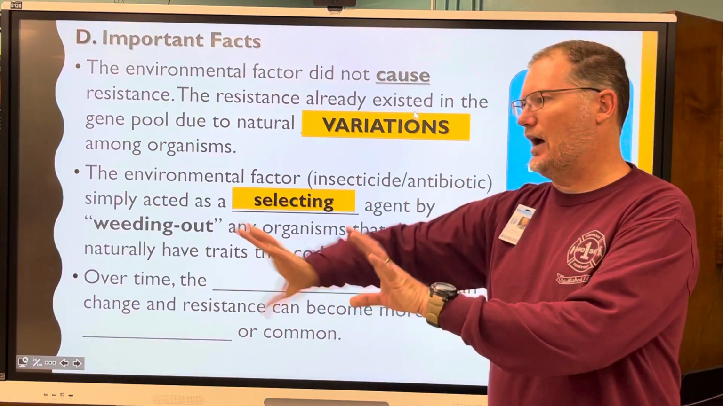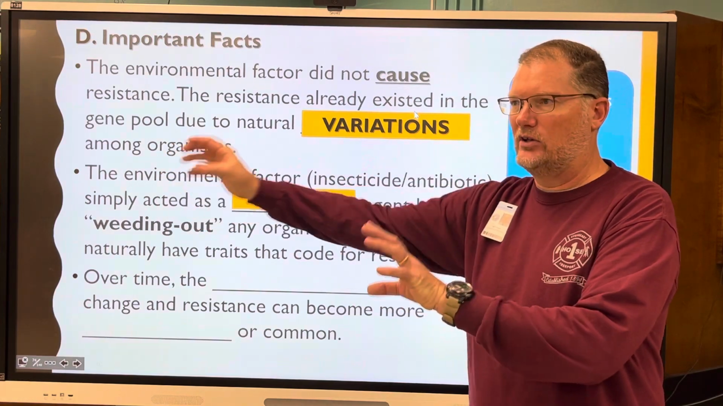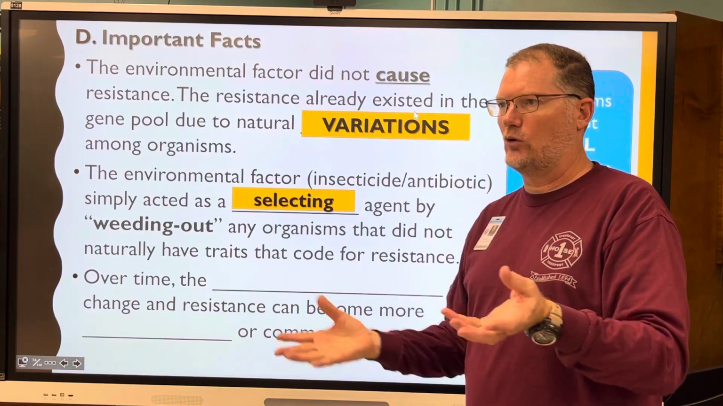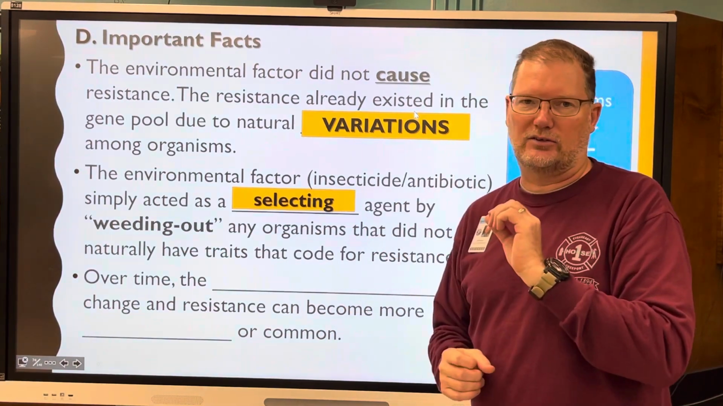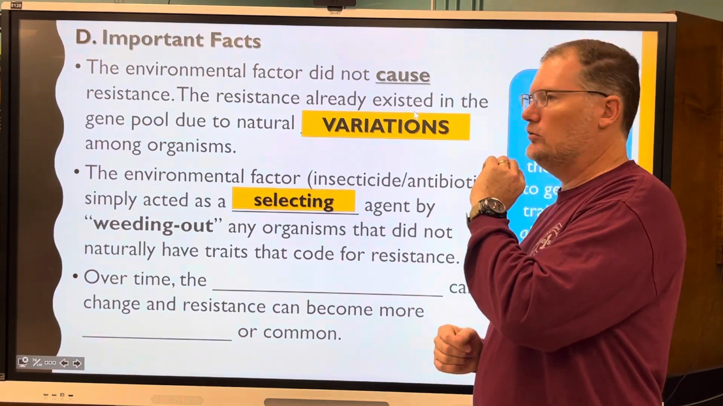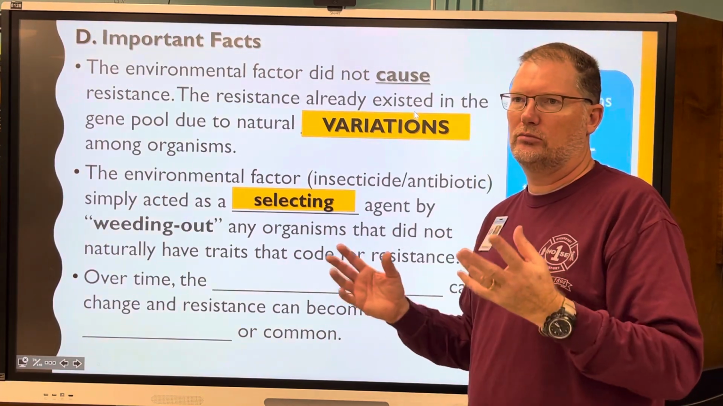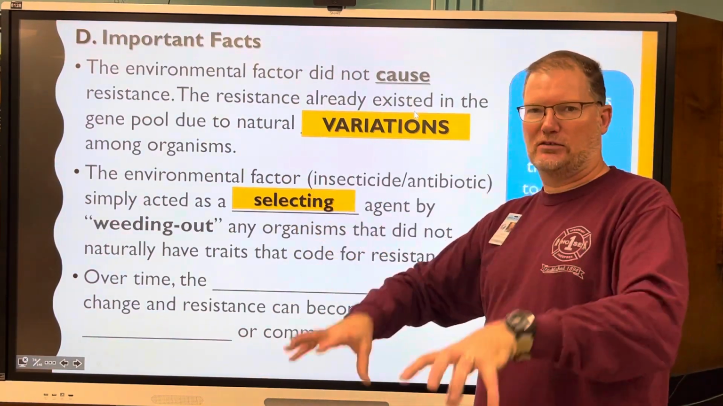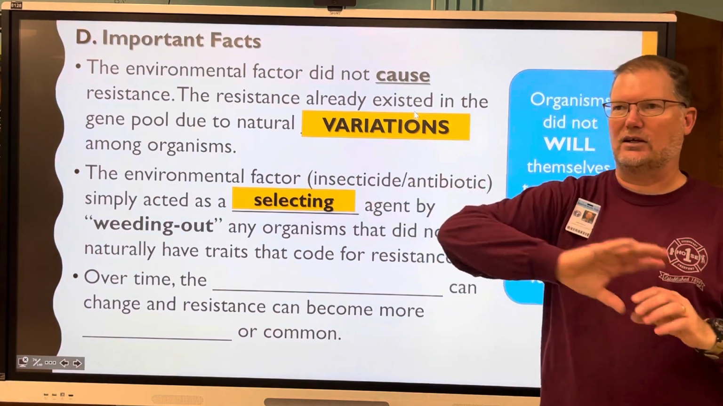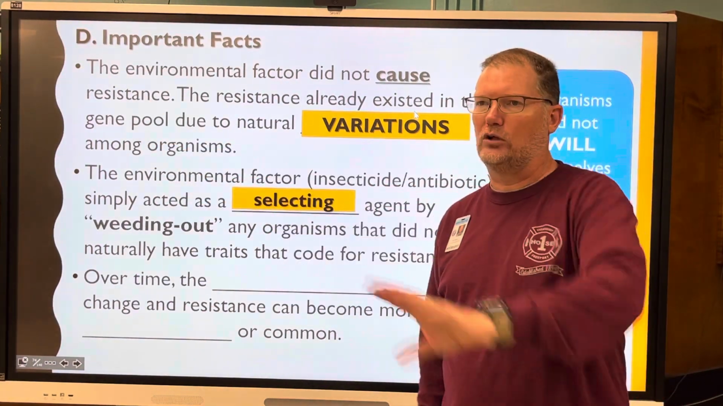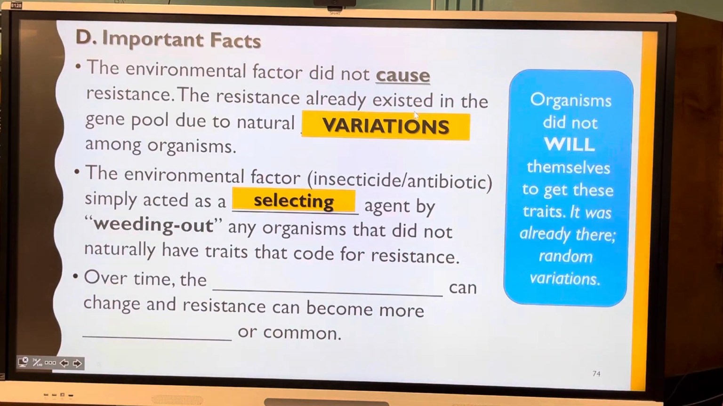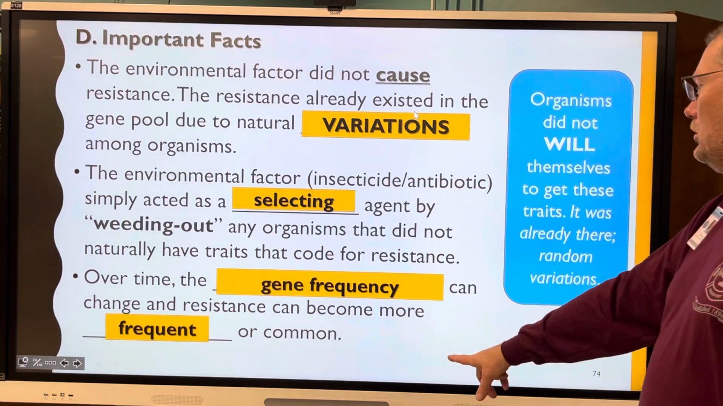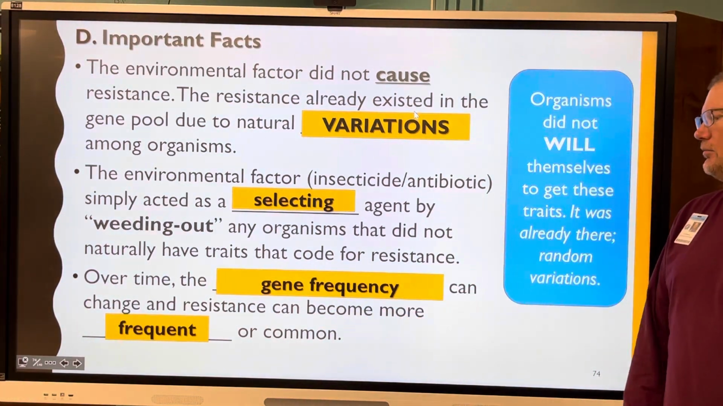All right, you guys are being selected against now. Something happened in the environment, a chemical, a cold snap, where all the iguanas fell out of the sky. Well, not out of the sky, out of the trees. A poison cloud, either man-made or from a volcano, a tsunami, whatever. Some environmental factor came and selected against all of you, but some of you were left over. Over time, the gene frequency, that's the gene pool, can change, and resistance can be more frequent or common.